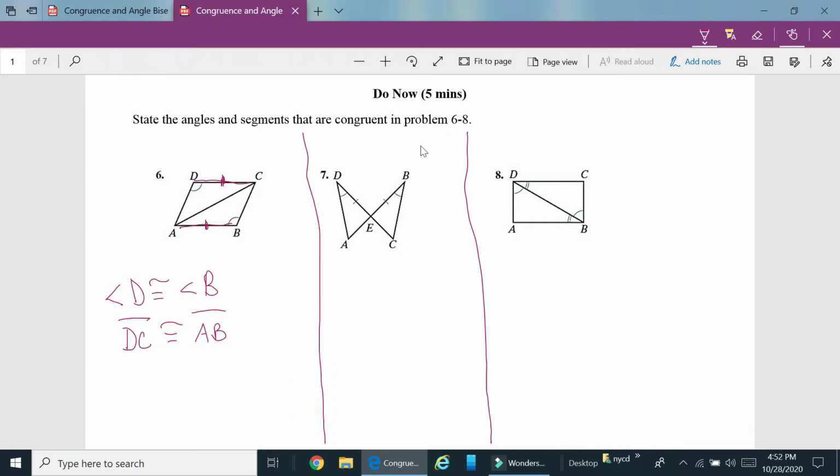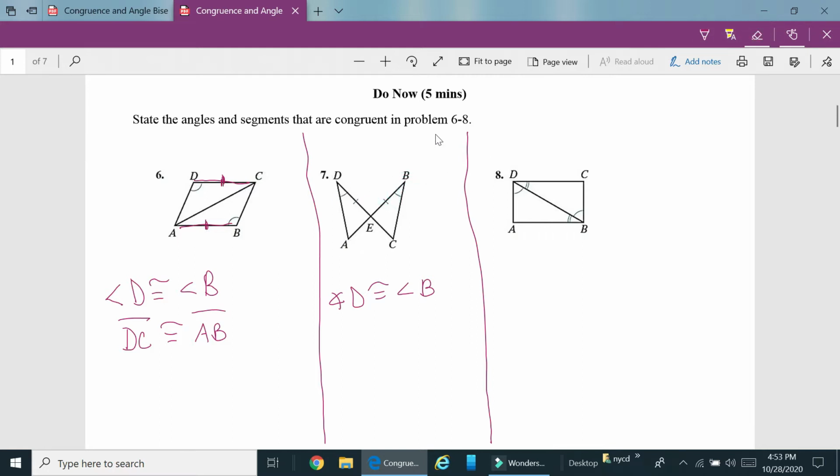All right, so look at number 7. A lot of people got confused with this, which is understandable. The more practice that you have, the easier it just gets. That's just math in general. So on angle D, same thing here. You got one curve, one curve. So you have angle D is equal, congruent to angle B. All right, so that looks good.